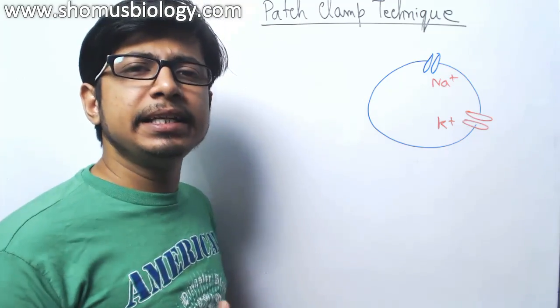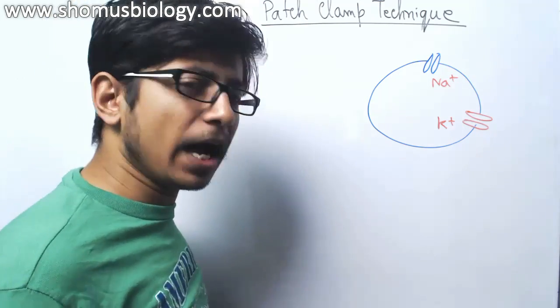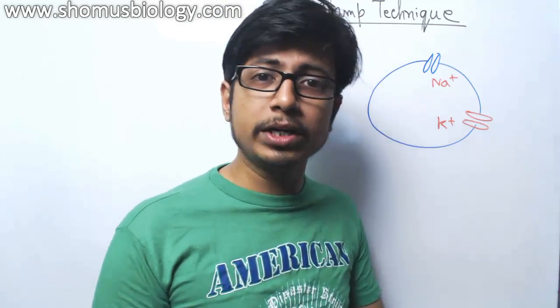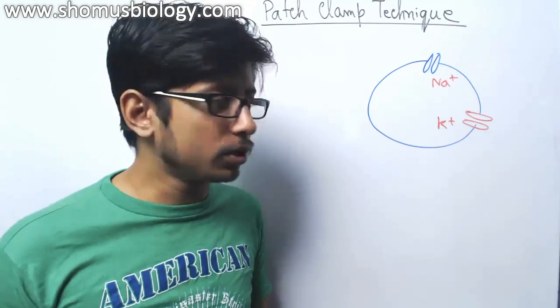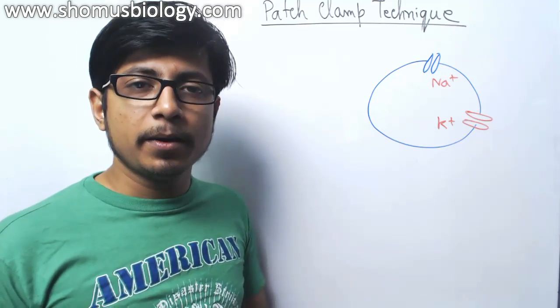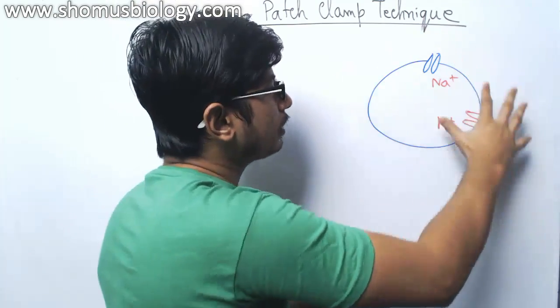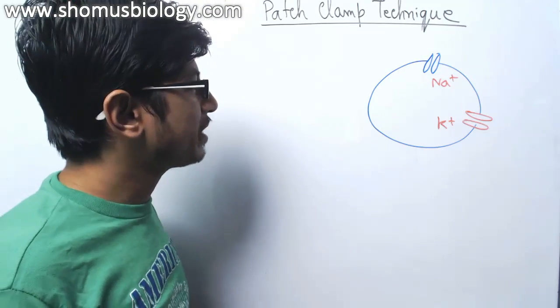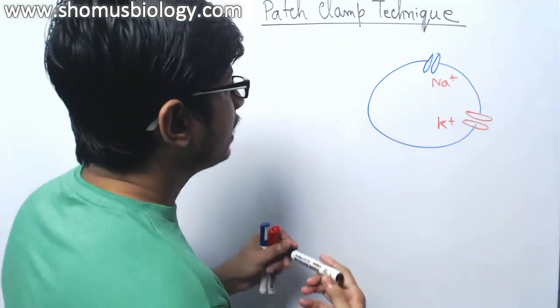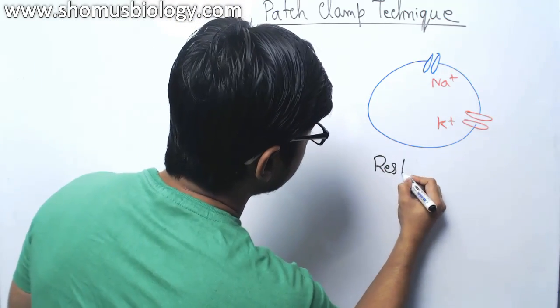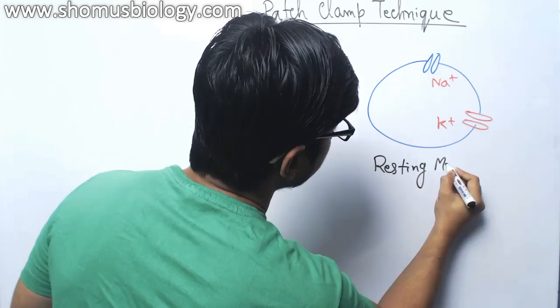Now why does a cell need that? Why does a cell need positively charged or negatively charged ions to pass across the membrane? What is the importance? The thing is, the cell membrane, and actually all the cells in our body, maintain a membrane potential. We call it the resting membrane potential.